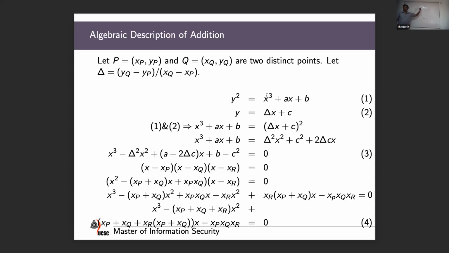It is the negative of this. It is on the other side of the x-axis. But since it's symmetric, these distances are the same, right? So then the other coordinate will be minus. Yeah, if this is yR, then that is minus yR. So these are the only things that we know. We know this point. Then the question is, what is x of P plus Q? Then we should be able to find this point R. Okay.